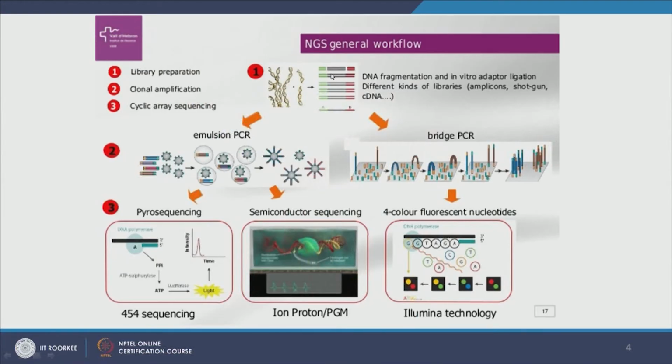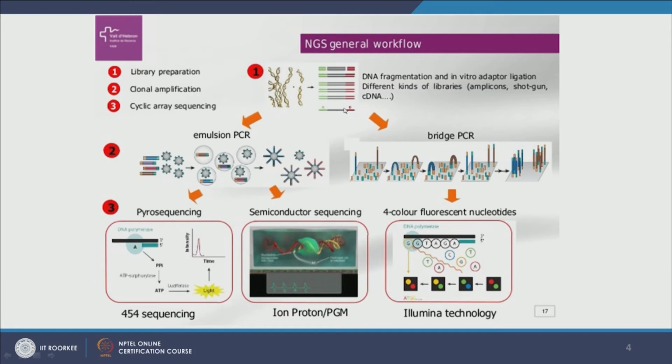Then we add adapters, and in this picture we are adding two adapters, green and red. They both are important because they both will tell us, okay, when the sequencer detects A, it knows, okay, these are the readings, the following readings I have to take. When it detects B, it knows, okay, the reading before is what I have to read. So this is in vitro ligation. There are many ways of doing it. One is amplicon, the other is shotgun, the other is cDNA techniques of preparing library.